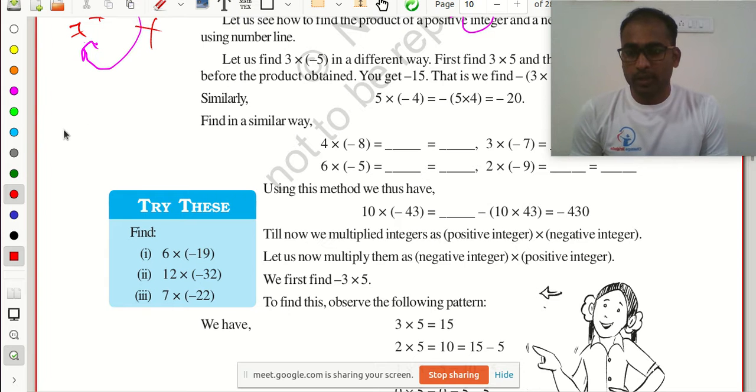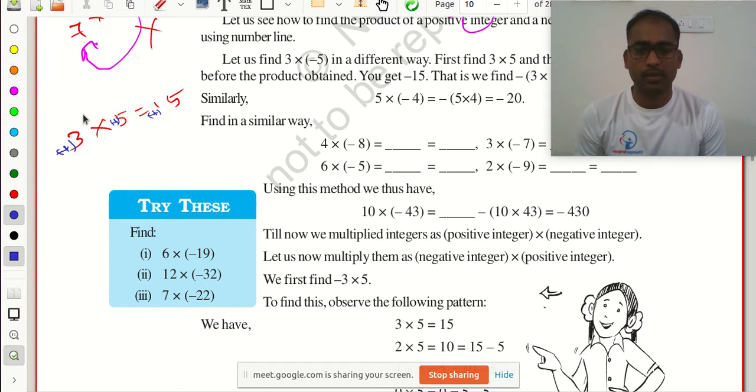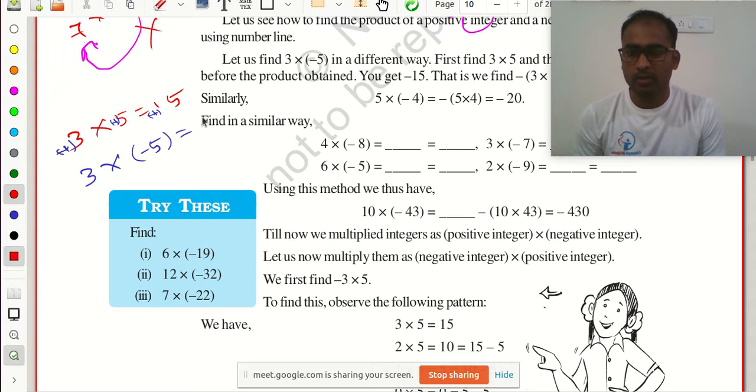We know already, suppose if I do multiplication of 3 into 5 is equal to 15. Here 3 is a positive integer, 5 is also a positive integer, and I am getting a positive integer only. Clear? And now 3 multiplied with minus 5, how much will I get here? Minus 15. So here 3 is a positive integer and 5 is a negative integer. What am I getting here? Negative only.